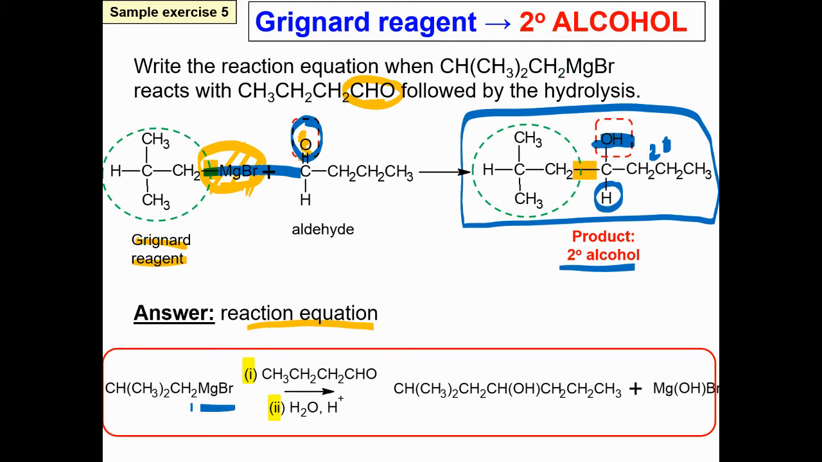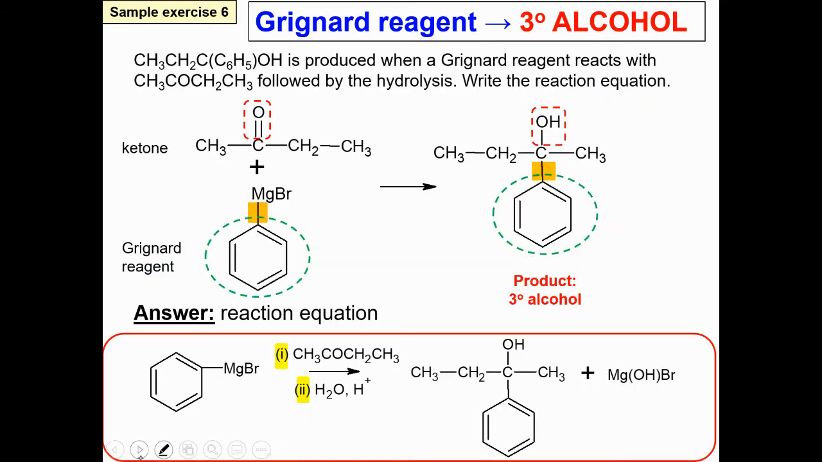So this is the Grignard reagent reacting with aldehyde, followed by Roman 1 and 2, which must be labelled: acidified water, H2O and H+. You can still draw the expanded structure or the expanded plus condensed. You don't necessarily have to draw everything in condensed. However, the inorganic product you must write down if the question asks for writing a chemical equation.